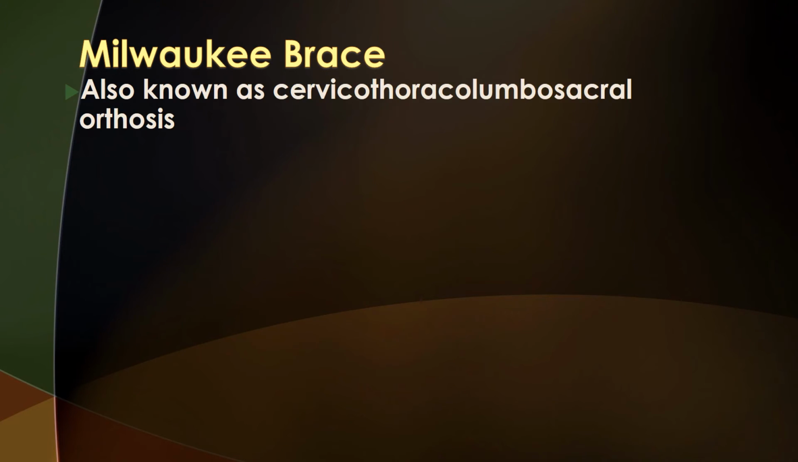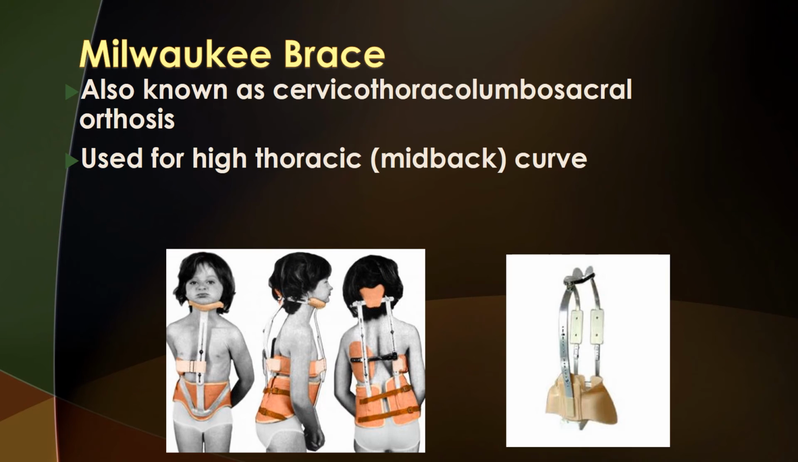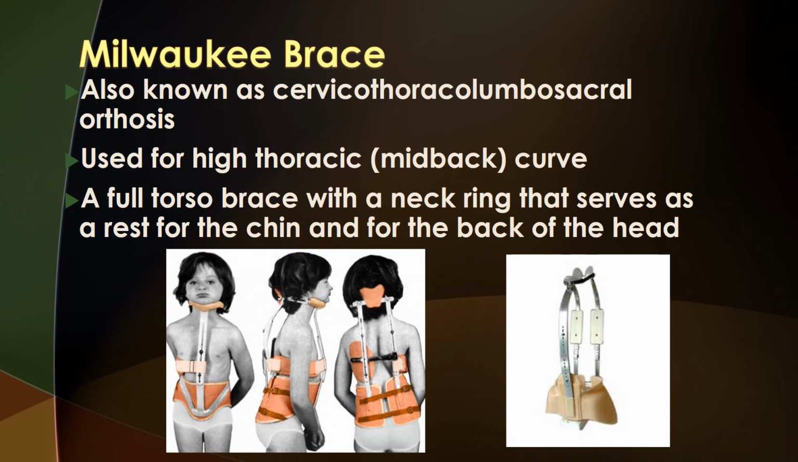The third type of brace is called the Milwaukee brace, also known as cervical thoracolumbosacral orthosis, used for high thoracic mid-back curve. As you can see, it is also a full dorsal brace with neck rings that serve as a rest for the chin and for the back of the head. This type of brace has metal bars that extend the length of the torso and neck rings to keep the head centered over the pelvis. This brace is used less frequently now because there are more form-fitting braces available to patients that provide more comfort.